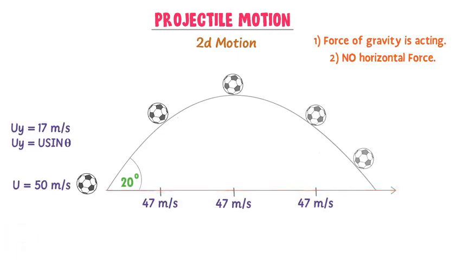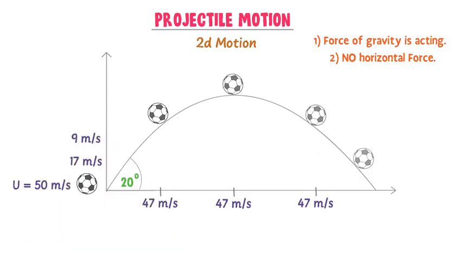Now, what about the velocity of the ball in the vertical direction? Well, the initial velocity of the ball in the y direction is 17 meters per second. But as the ball gains height, its velocity decreases with the passage of time. For example, at this point it is 9 meters per second, at this point it is 5 meters per second, and finally the velocity of the ball becomes 0.